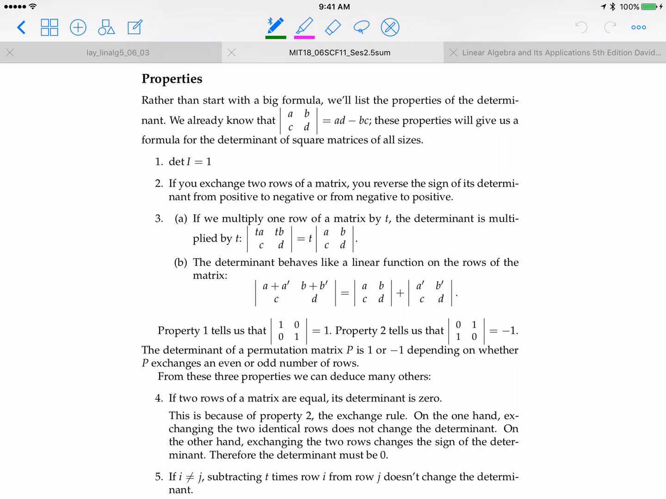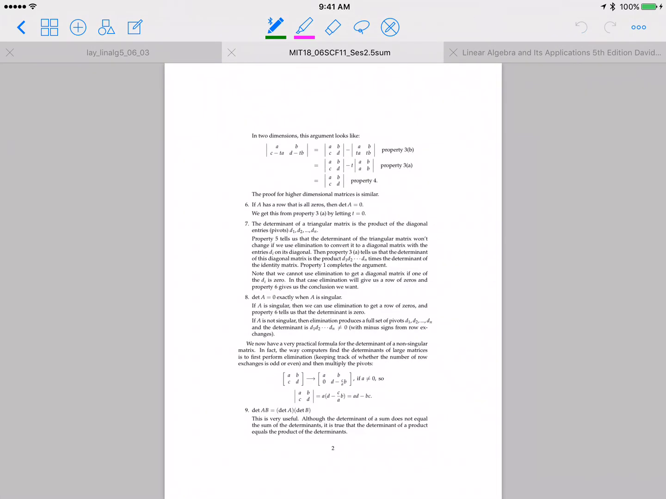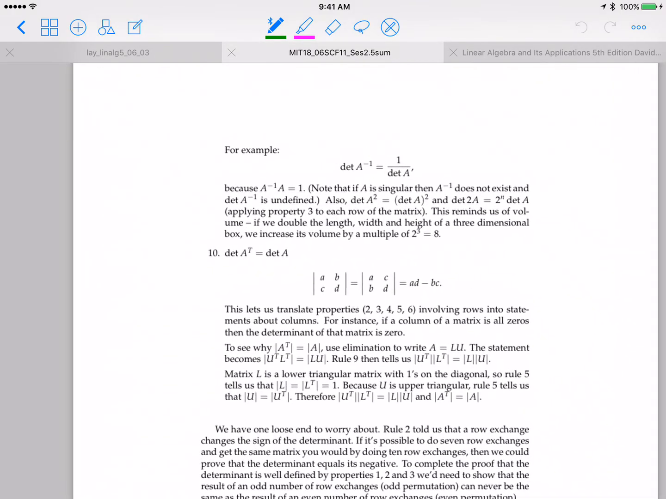Okay, and then using these three properties, which are the determinant of the identity matrix is one, and a row exchange will change the sign of your determinant, and then these two other properties, which look like a little bit of a linear combination kind of property. Then it extended all the rest, up to these 10 different properties, right?